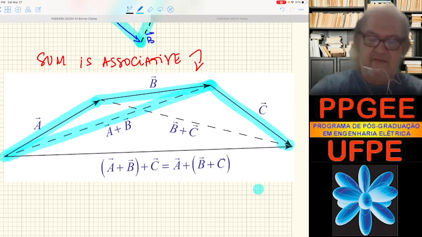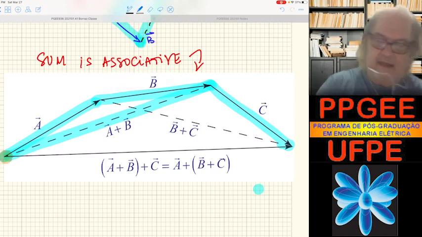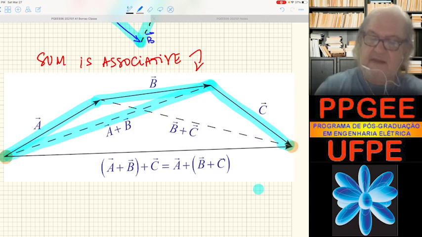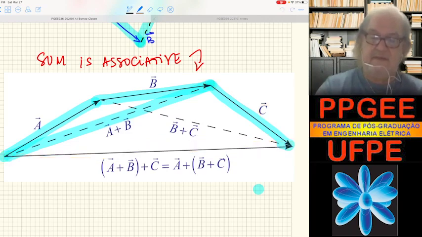You're going to have the vector that goes from the beginning of A to the end of C. We already translated C to the correct point to start at the beginning of A plus B. So then we have the sum of those guys. Okay? So that's the result.